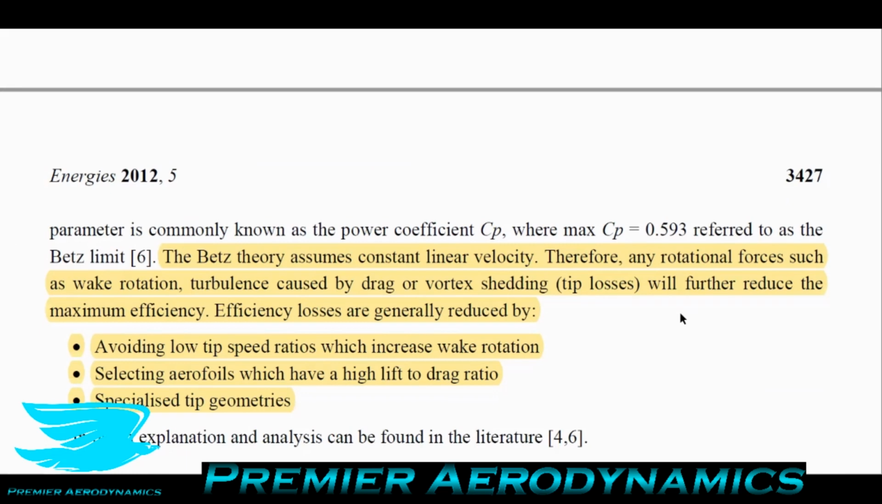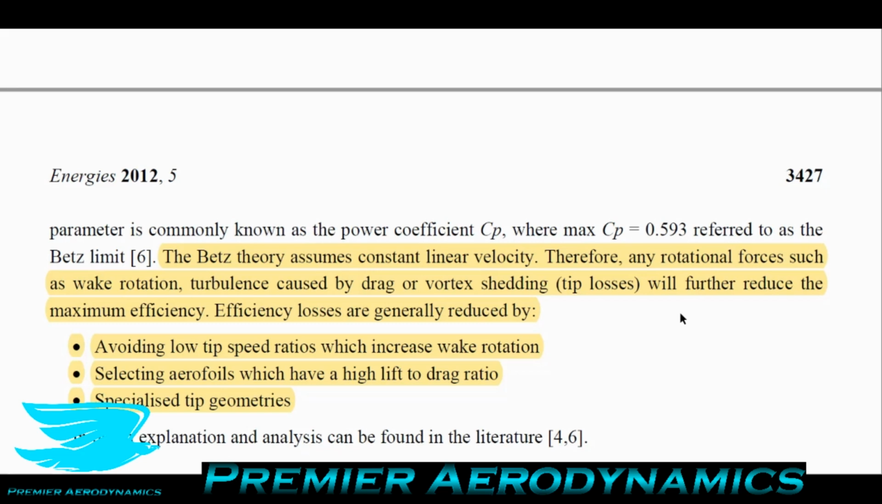And this is also a best case scenario. Not only is 59.3% the best case scenario theoretically, but this theory assumes constant linear velocity. Therefore, any rotational forces, such as the wake rotation or the turbulence caused by the drag or vortex shedding from the tips, so these tip losses, will further reduce this maximum efficiency. So 59.3% is like a fantastic result, which is never going to get achieved.